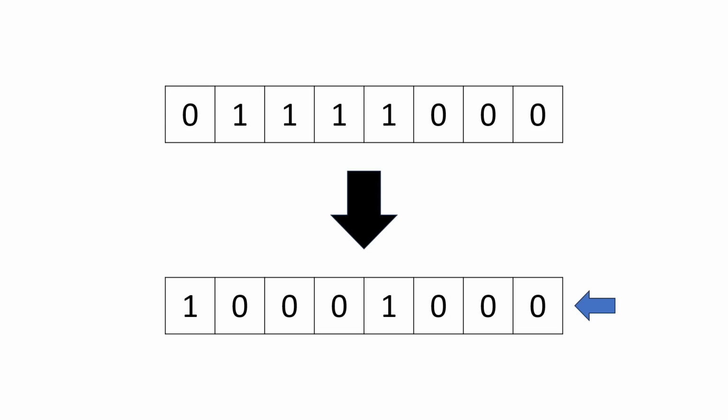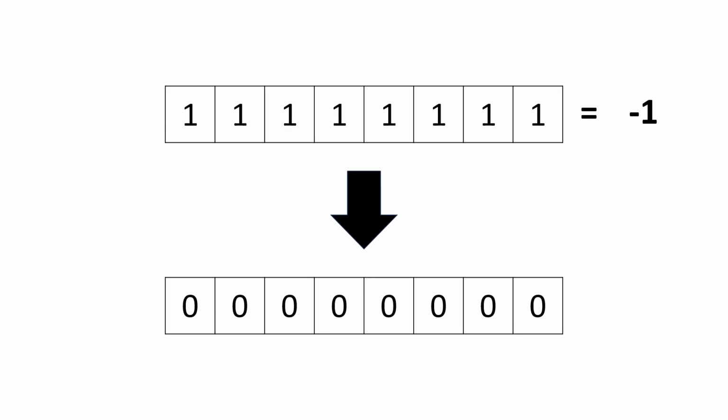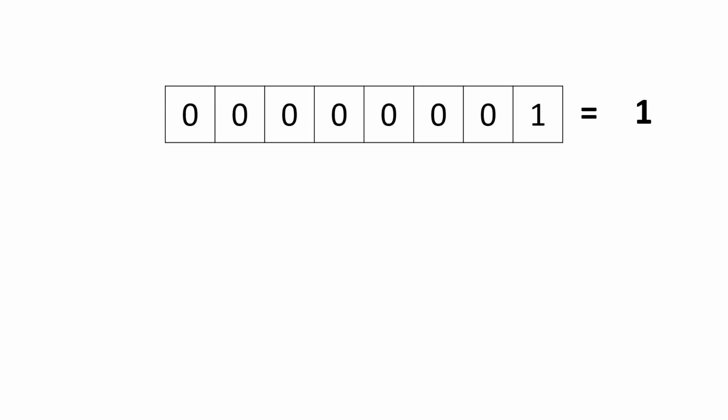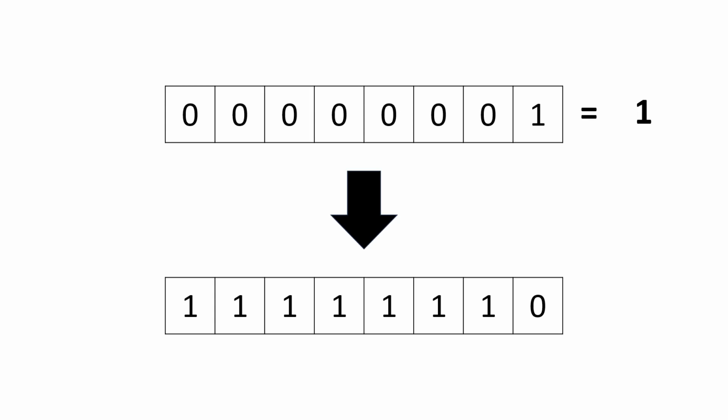Let's try an example. Here we have a binary number that is all 1s, which in 2's complement, as we saw before, is minus 1. Now let's flip all the bits and add 1. The result is positive 1. The beauty is that this works both ways. If we start with 1, flip the bits, and add 1 again, we are back to minus 1.